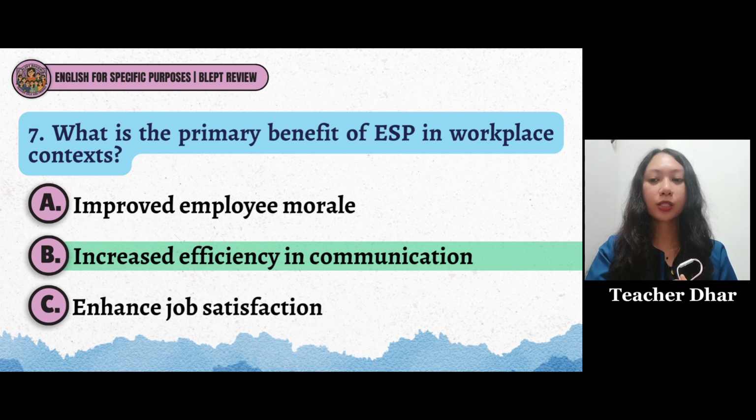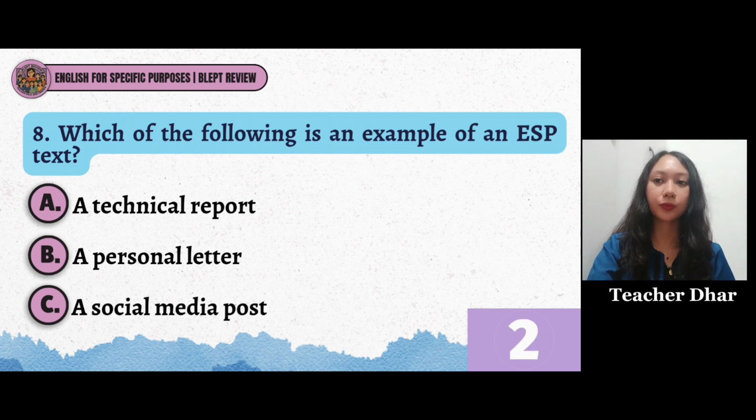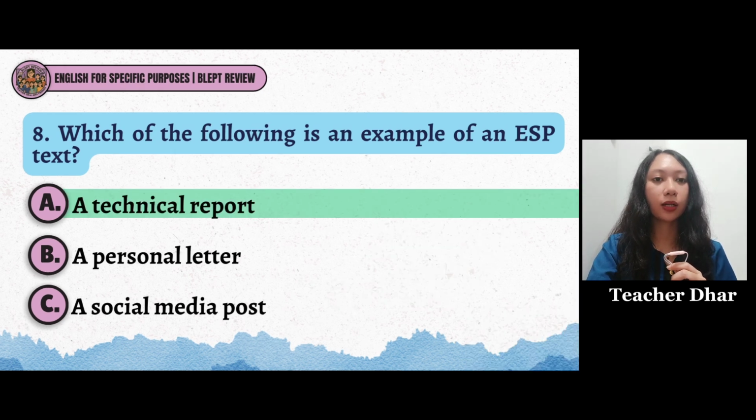Okay, let's proceed to the next question. Number 8, which of the following is an example of an ESP text? Letter A, a technical report. Letter B, a personal letter. Or letter C, a social media post. Your 5 seconds starts now. Okay, and the correct answer is letter A, a technical report.